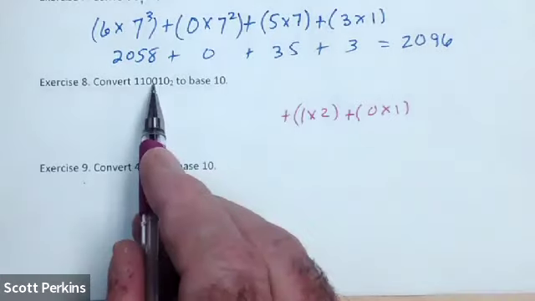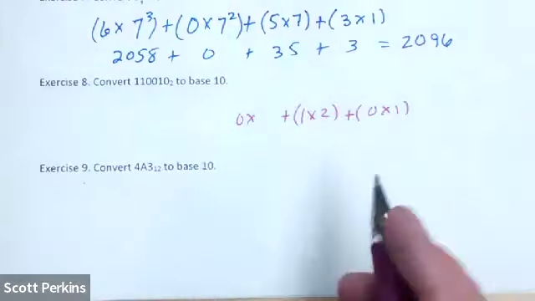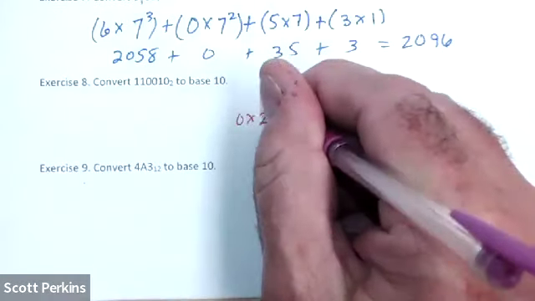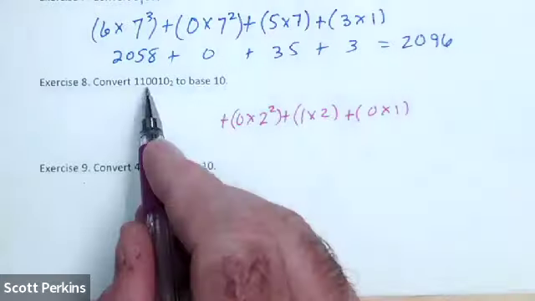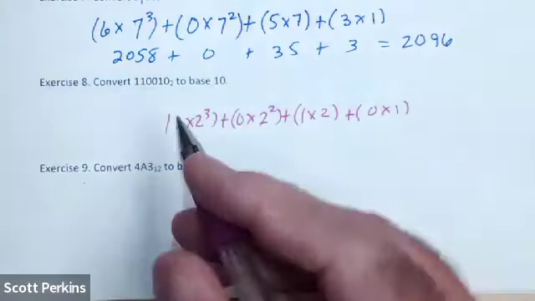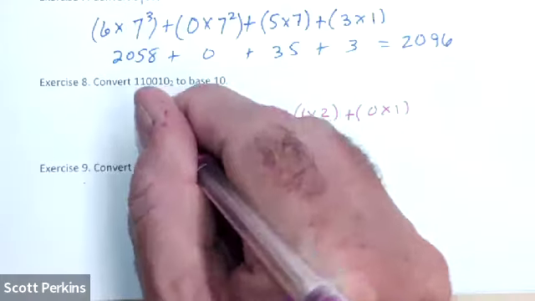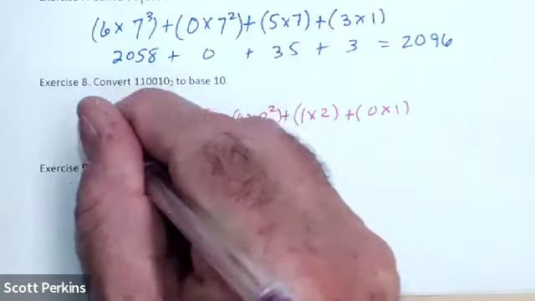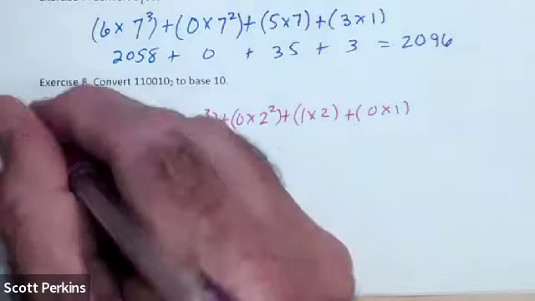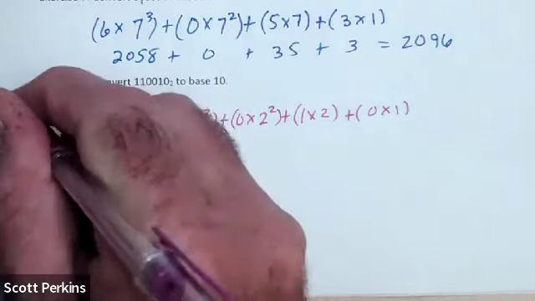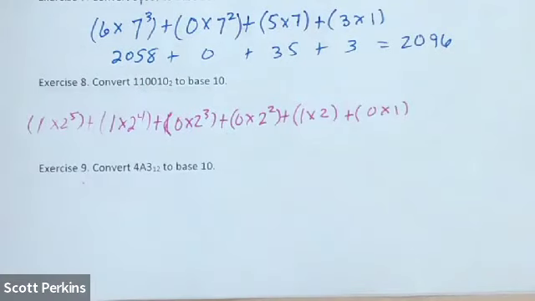Then I have 0 groups of, remember, each place is going to be twice the previous one. So this one is going to be 2 squared. And then the next 0 is going to be 0 times 2 to the 3rd. Again, if you could skip those, that is fine. The next 1 is going to be 1 times 2 to the 4th. And then finally, the last 1 is going to be 1 times 2 to the 5th. And there we go. There's all of my numbers.